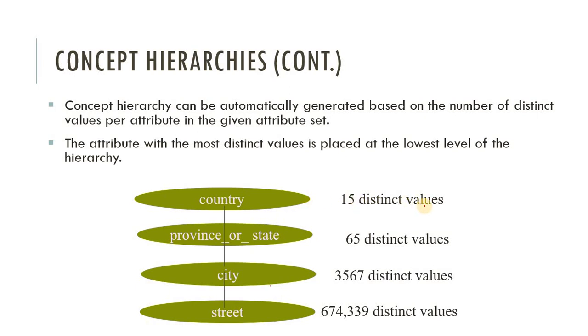Suppose country has 15 distinct values, state has 65, city has 3567, and street has 674,339. So the most distinct values are at the lowest level, and the least distinct values are at the higher level. So this is how a concept hierarchy is created.